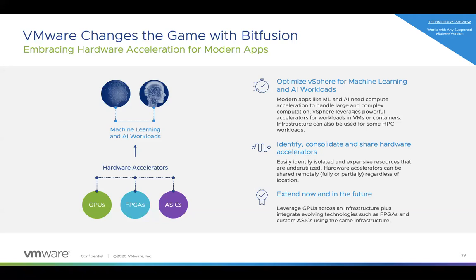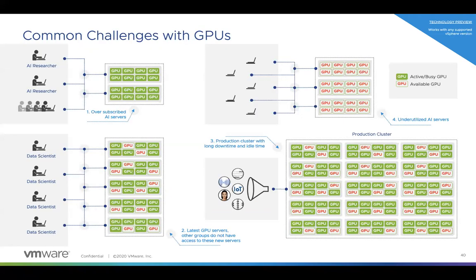So what do I mean by that? Consider hardware accelerators: GPUs, FPGAs, ASICs, all those things. For running your AI/ML workloads, these are very crucial and very critical. But they are very expensive, and you can't have so many GPUs and let them be underutilized. This is the common challenge we have with GPUs.